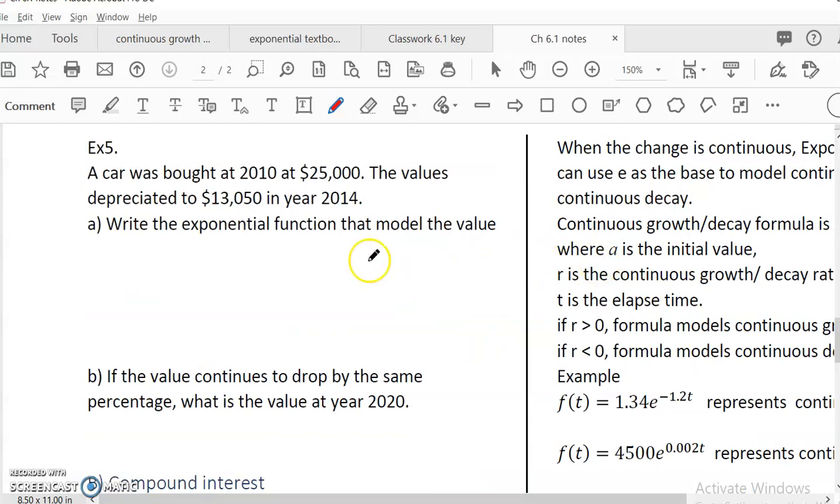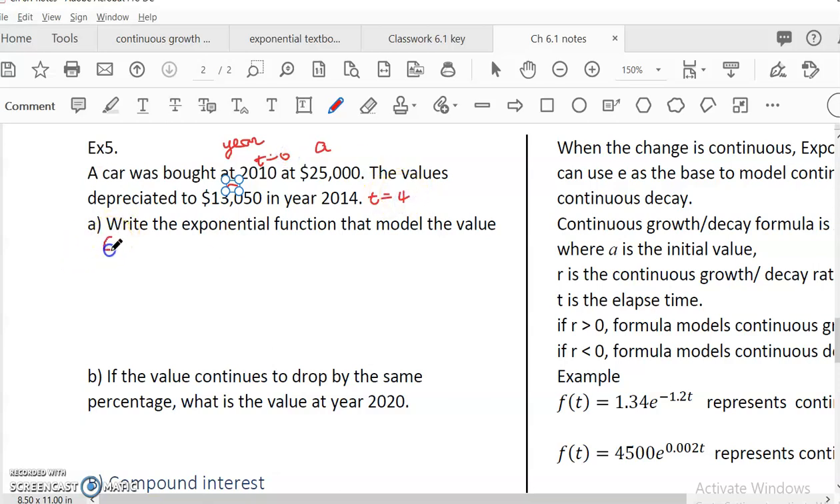We have a car that's bought at year 2010 at $25,000. So this is initial, right? A, initial. The value depreciated to $13,050 in year 2014. We don't know the growth rate or the growth factor, but we have another number. So what is time here? 2010 is time equal to 0. 2014 obviously would be time equal to 4.